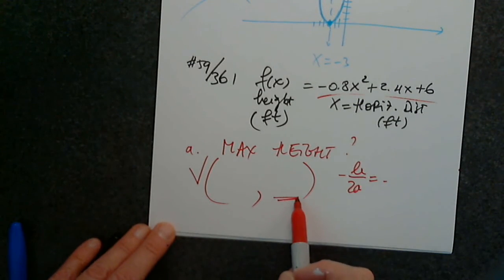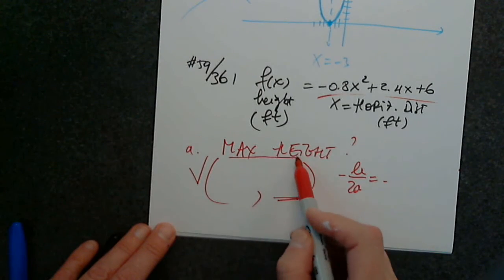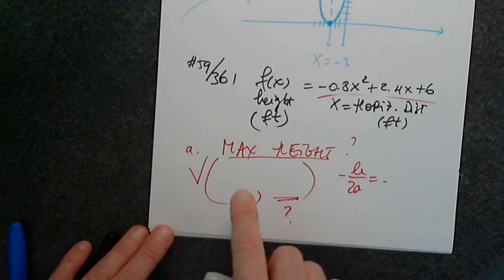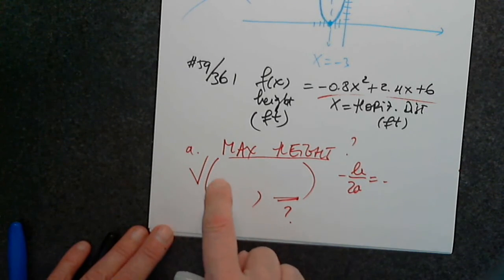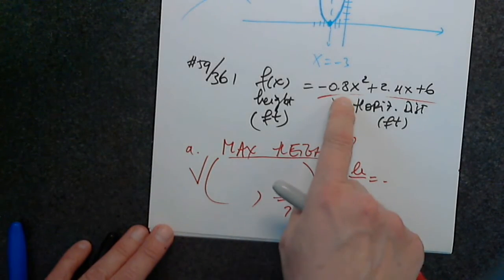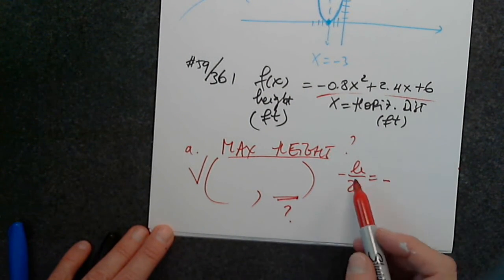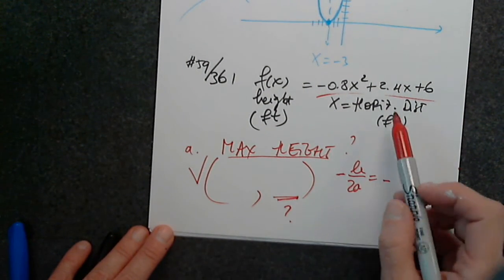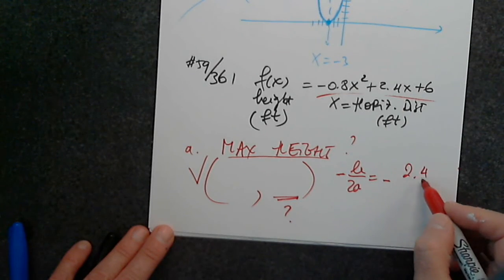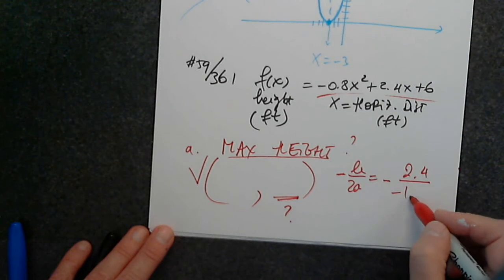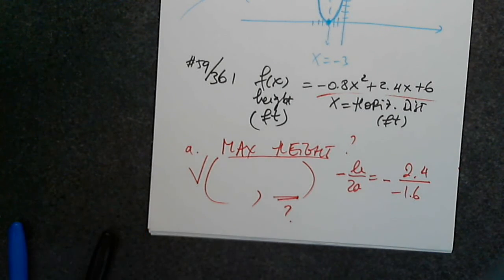So I cannot jump to the y value. This is what they're asking. The maximum height is the y value. But I have to determine the x coordinate of the vertex first, which I will eventually plug in to get this. So negative b over 2a, remember negative is from the formula. b is 2.4, and 2 times a is negative 1.6.